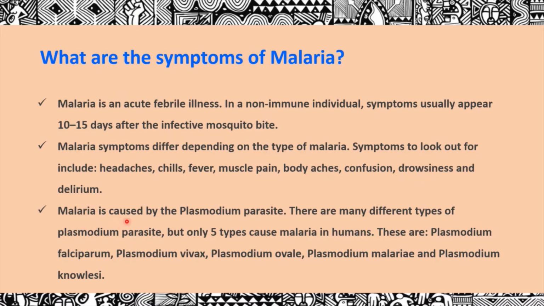Malaria is caused by the Plasmodium parasite. There are many different types of Plasmodium parasite, but only 5 types cause malaria in humans. These are Plasmodium falciparum, Plasmodium vivax, Plasmodium ovale, Plasmodium malariae, and Plasmodium knowlesi.